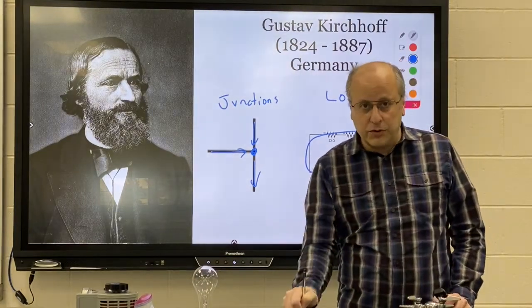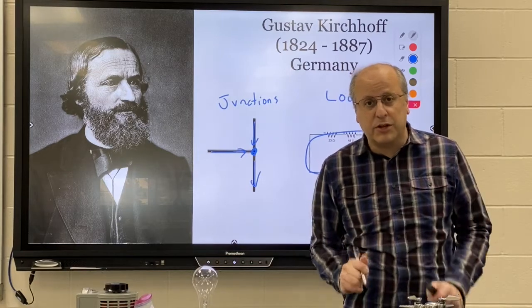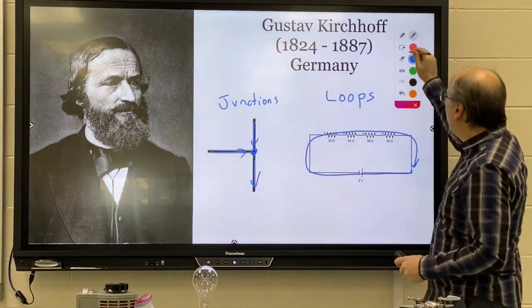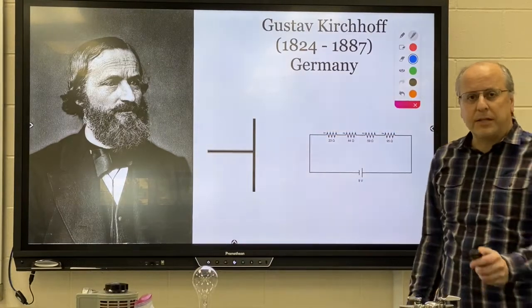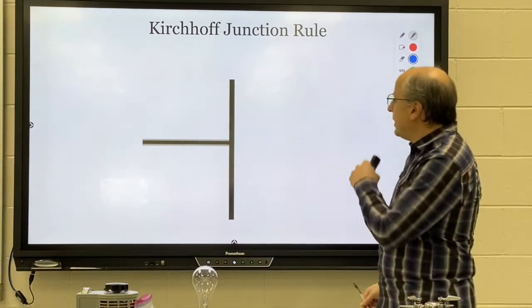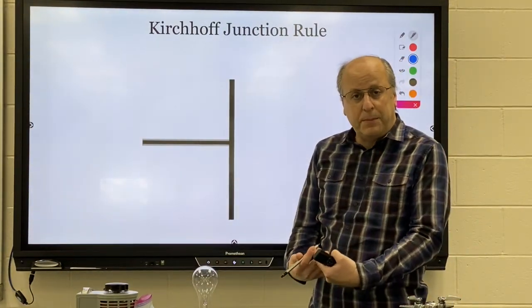So we have a junction rule. Certain things are going to happen in every single junction in your circuit, and something else happens for every single loop that you can draw in your circuit. All right, so let's look at them. Starting with the junction rule. So let's make it simple. Let's say we have three wires that are joined up at a junction.